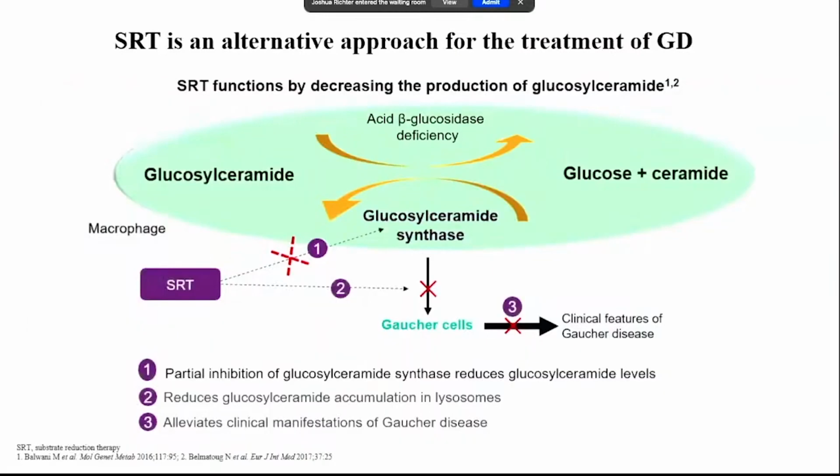The substrate reduction treatment works on the reverse reaction of the disease. When beta-glucosidase is deficient, there will be accumulation of glucosylceramide. And there is a reverse reaction where ceramide combines with glucose to form glucosylceramide. The substrate reduction therapy works on this stage, and it partially inhibits glucosylceramide synthase, and reduces the substrate in the blood, reduces glucosylceramide accumulation in the lysosome, as well as reduces the formation of Gaucher cells, and as a result, it will alleviate clinical manifestations of Gaucher disease.